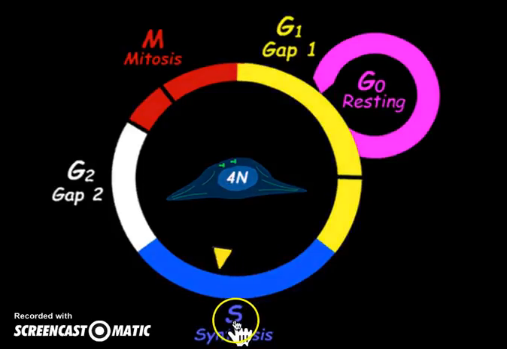Note that during the synthesis phase, the DNA has doubled. So effectively, all the DNA in the cell, the 3.1 billion base pairs, have become 6.2 billion base pairs. And now the cell cycle can continue.